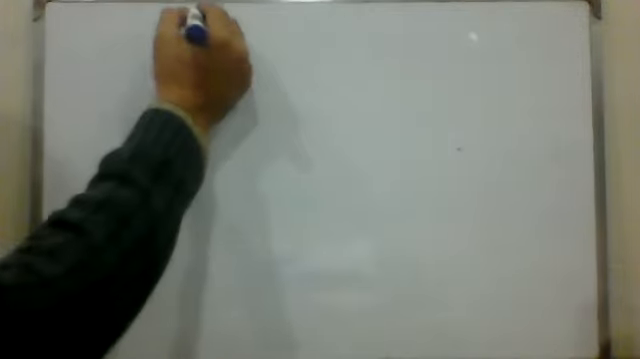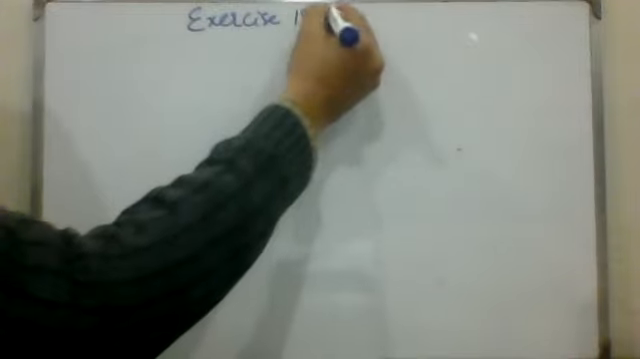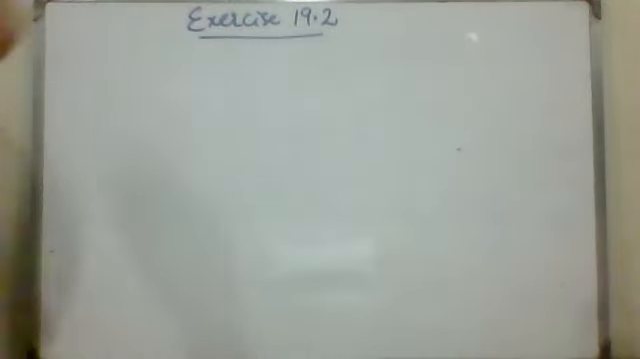So that is exercise 19.2 and starting function, that is in here two or more functions are involved.